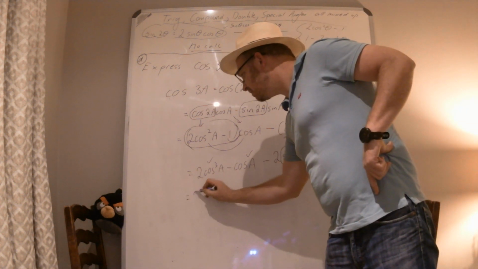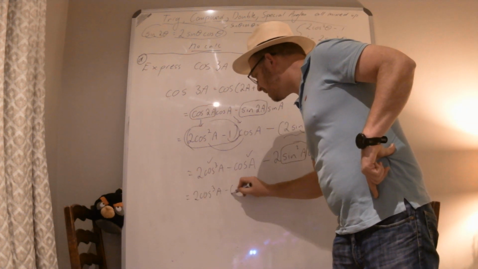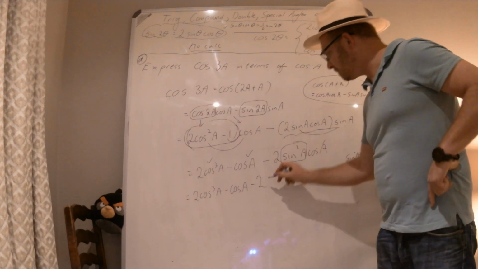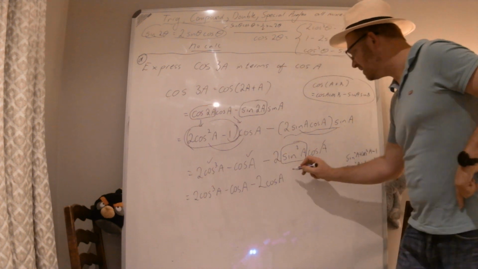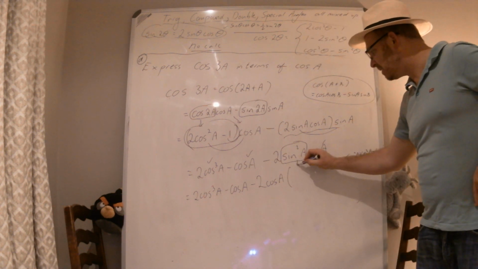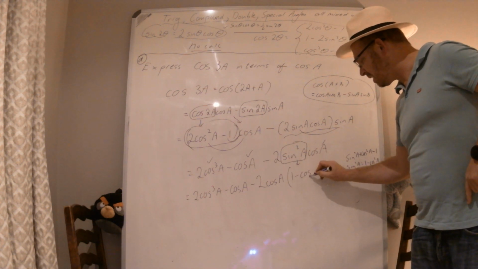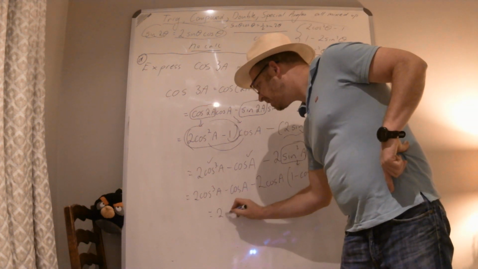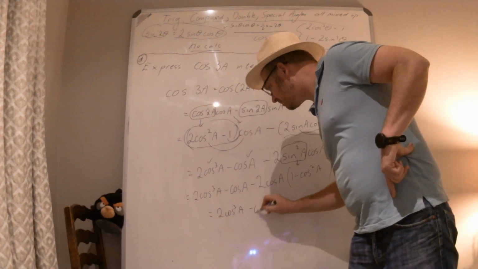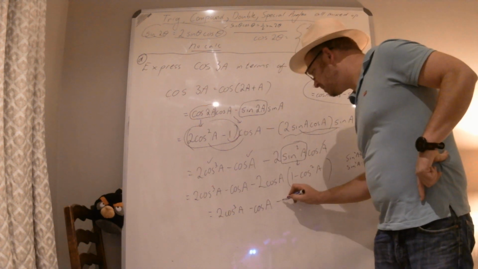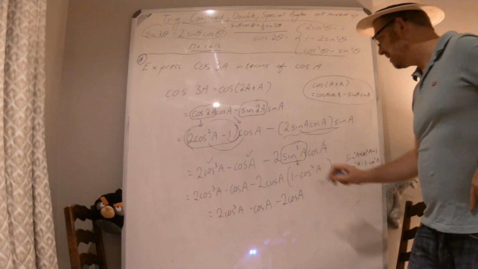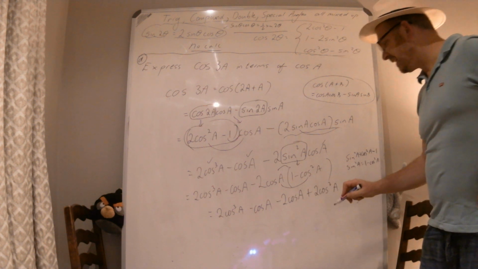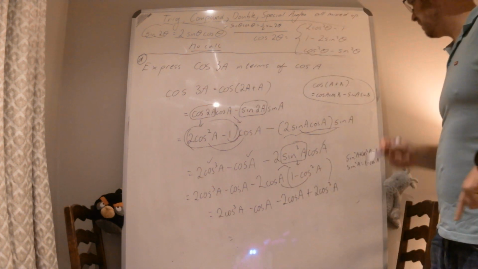So I've got 2 cos cubed a minus cos a, then minus 2. I'm going to put the multiplication in front, it's commutative, so I get minus 2 cos a, and then sin squared a. What has it become? 1 minus cos squared a. So I end up with 2 cos cubed a minus cos a minus 2 cos a, I times this out, plus 2 cos squared a, add like terms.